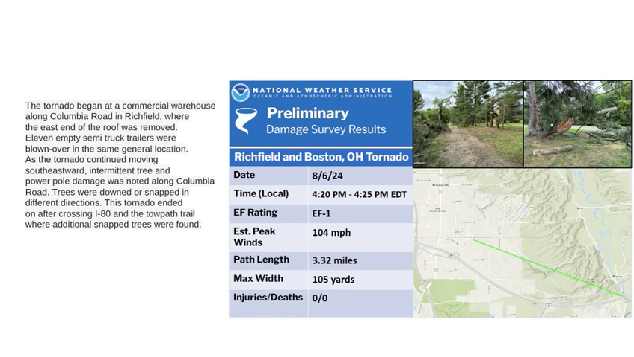The tornado begins at the Conditioned Warehouse along Columbia Road in Richfield, where the east end of the roof was removed. 11 empty semi-trucks were blown over in the same general location. As the tornado continued moving southeastward, tree and power pole damage was done along Columbia Road. Trees were down or snapped in different directions after crossing I-80 and the Turnpike Trail, where bent and snapped trees were found. So that's the last tornado that we need to talk about here.